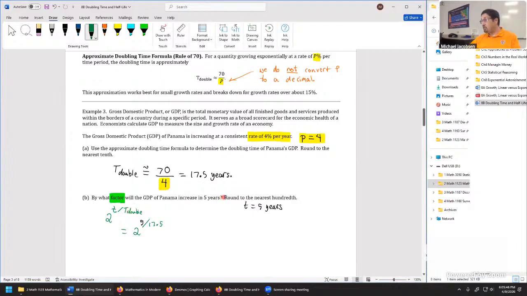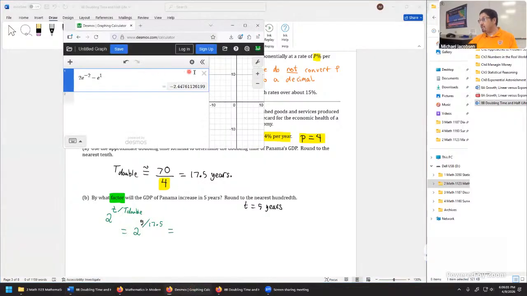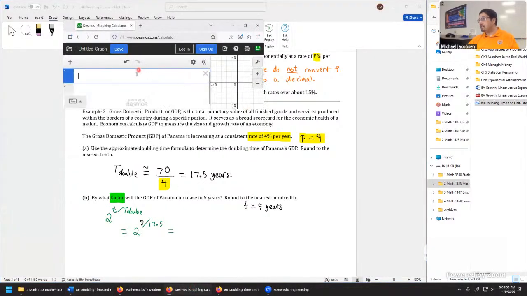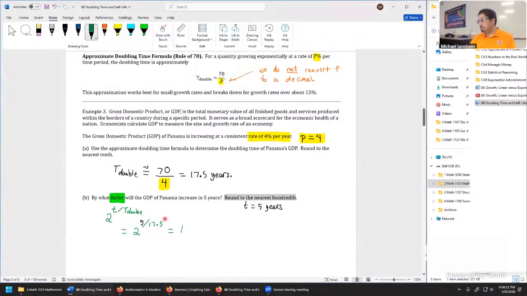This time, it's not asking us to format our answer as a number in exponential notation. Here, we're just going to plug the whole thing into the calculator and get an approximation out. So next step, in a typical calculator, I'll use Desmos as usual for our computation. Just put in 2 to the power. Make sure you have parentheses around the whole exponent, or maybe calculate it separately and plug in the answer. 5 divided by 17.5 to the nearest hundredth is 1.22. So that's the growth factor of Panama's GDP in 5 years.